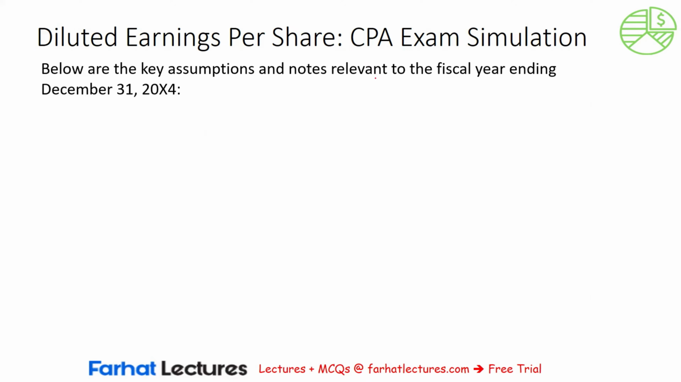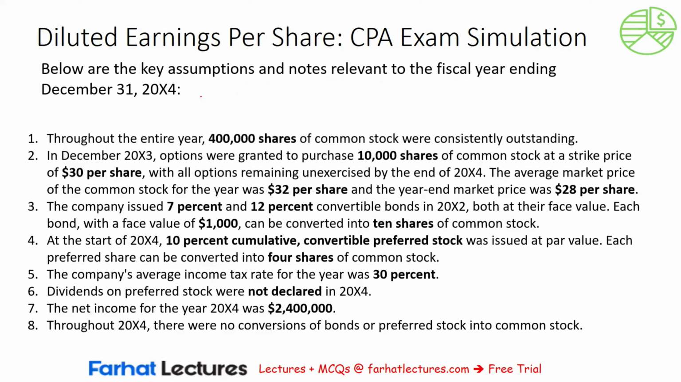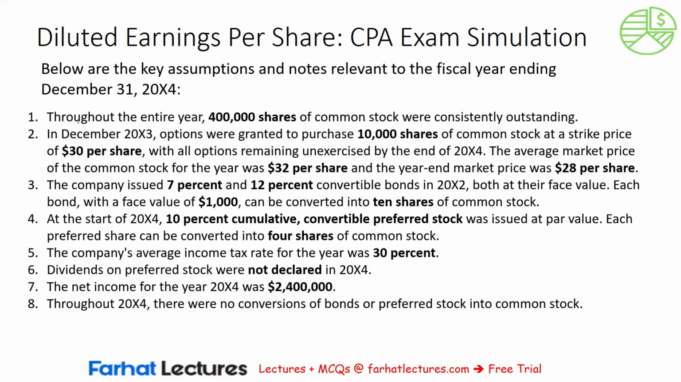Below are the key assumptions and notes relevant to the fiscal year ending December 31st, 2000 X4. The first information is that throughout the year, 400,000 shares of common stock were consistently outstanding. So here they made our life easier. We don't need to compute the WACSO, as it is already provided as 400,000 shares.